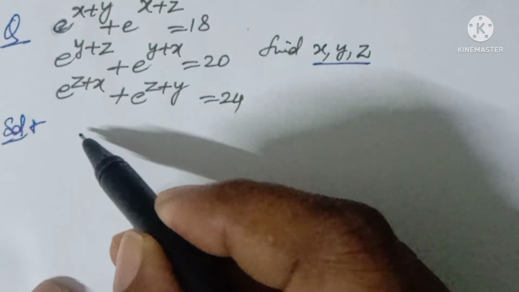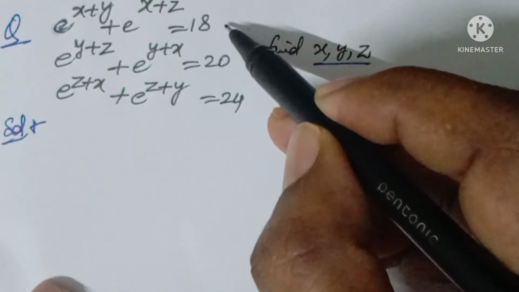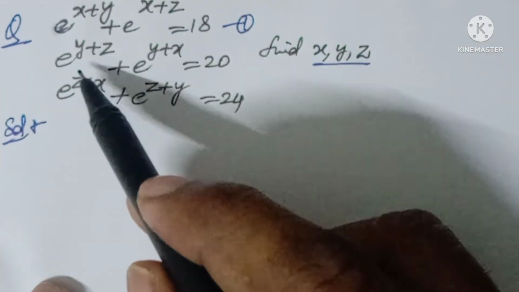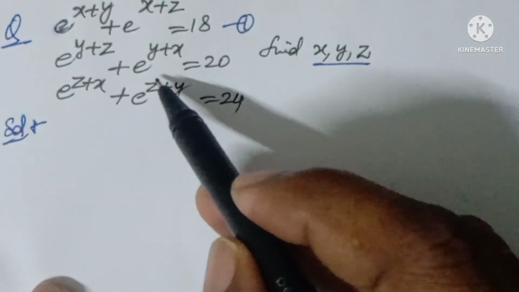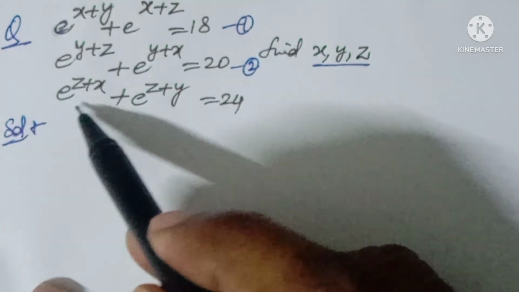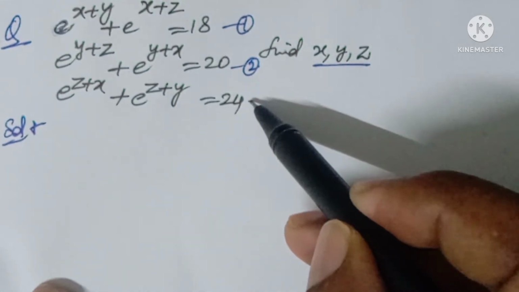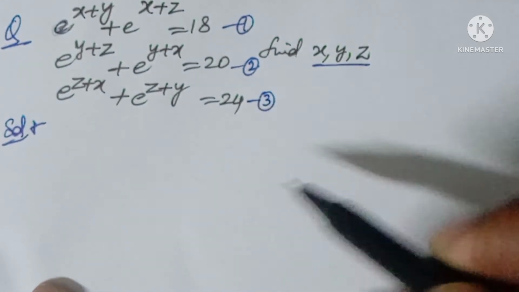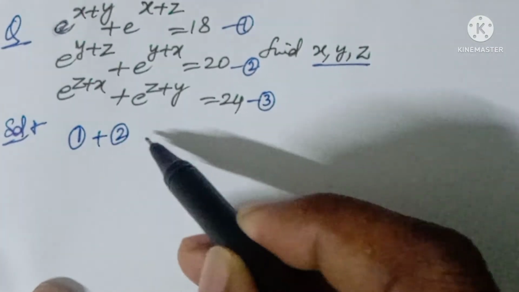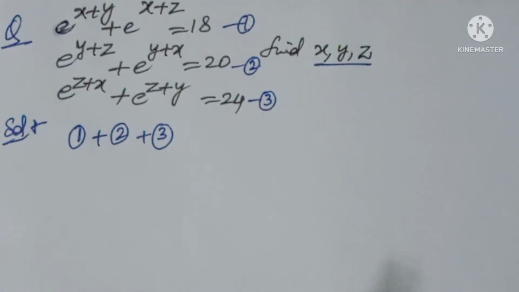So here what is given: e to the power of x plus y plus e to the power of x plus z, let it be 1. E to the power of y plus z plus e to the power of y plus x, let it be 2. E to the power of z plus x plus e to the power of z plus y, let it be 3. So what you are doing is adding 1, 2 and 3. This is the main logic here, you have to know.